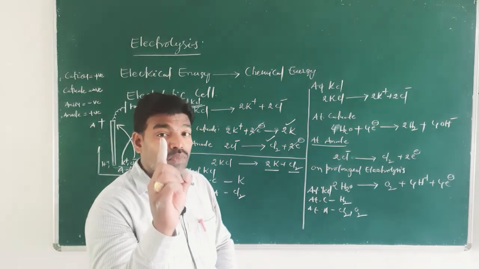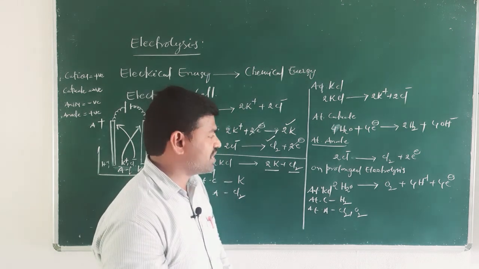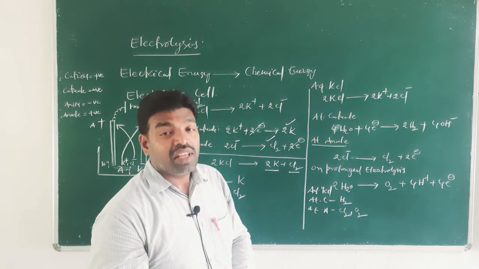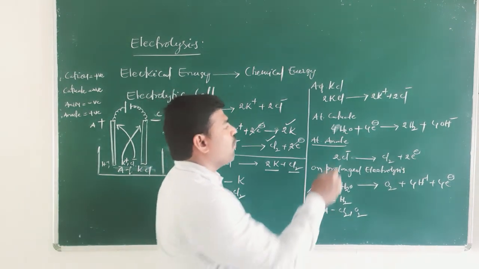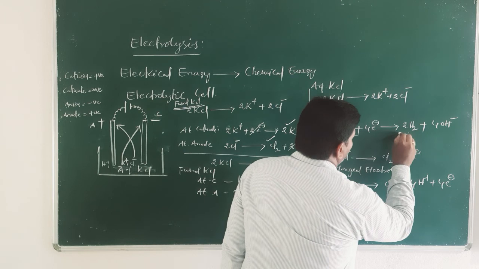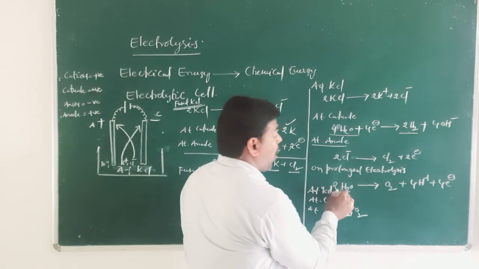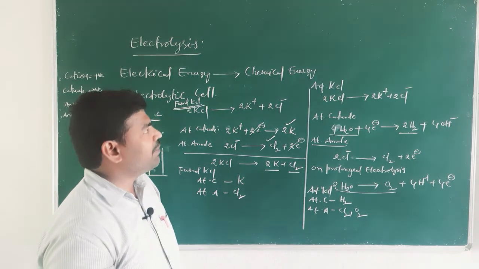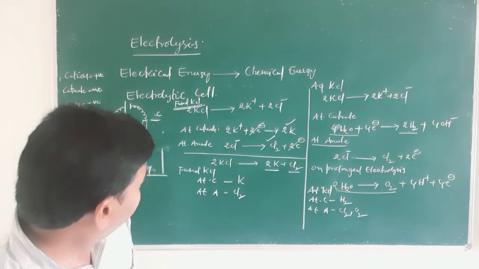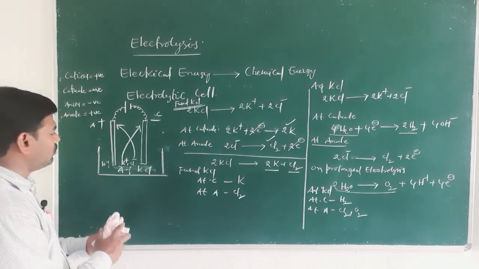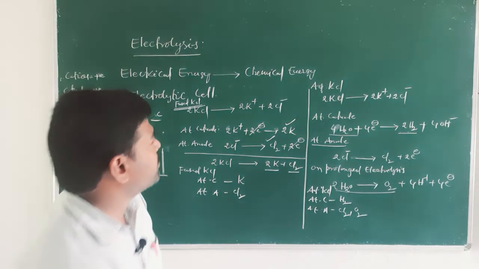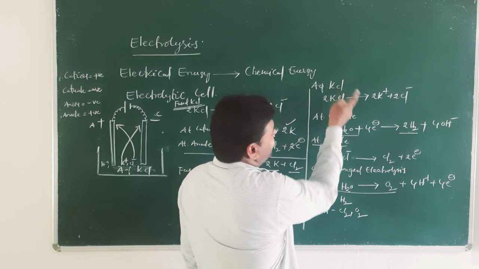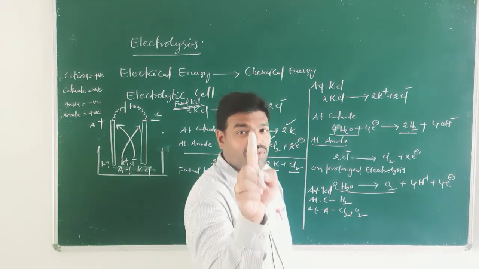And one more most important point is that electrolysis of aqueous KCl includes electrolysis of water, because water undergoes reduction as well as oxidation. Okay, let me explain. So electrolysis of aqueous KCl includes electrolysis of water, right?